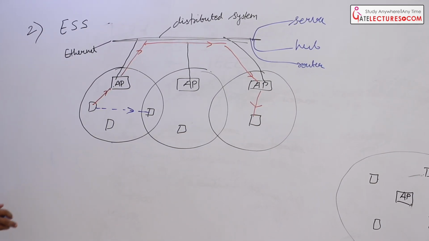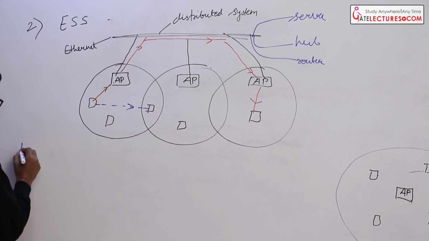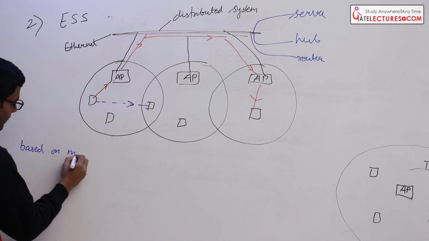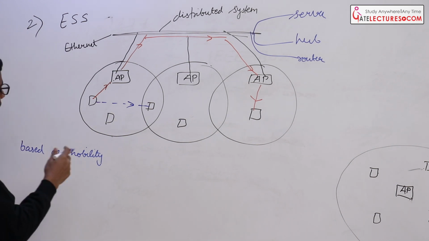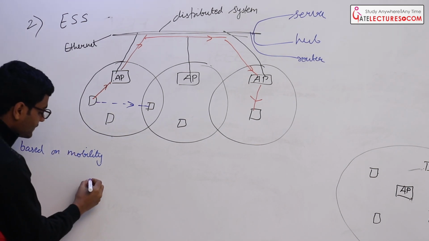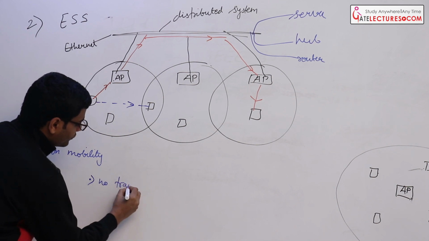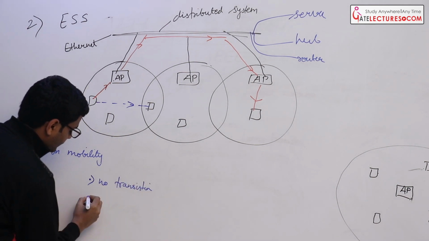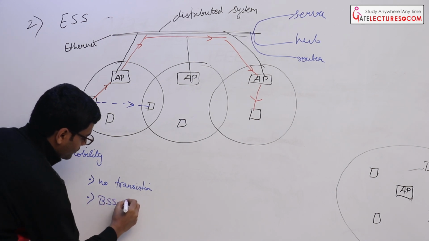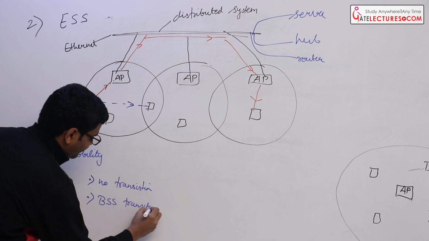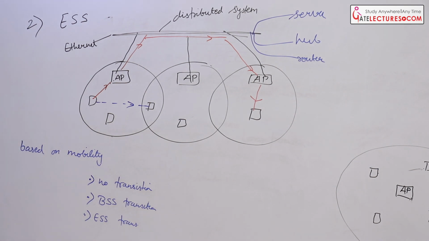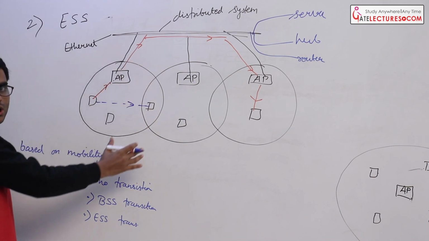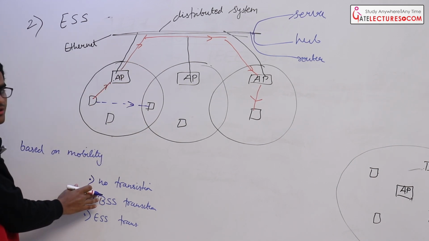Okay. So based on mobility, we have three types of station or node. One is no transition nodes, BSS transition stations, and the ESS transition. So if a station has the capability to move inside its BSS only, then we call that station a no transition station.